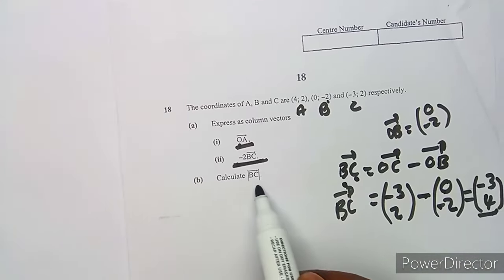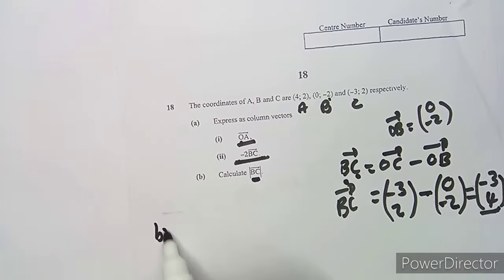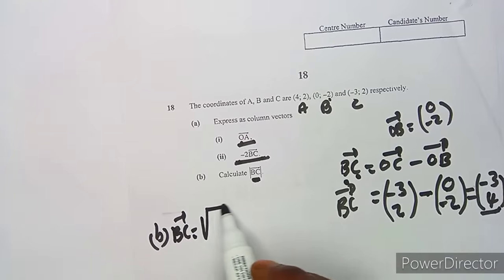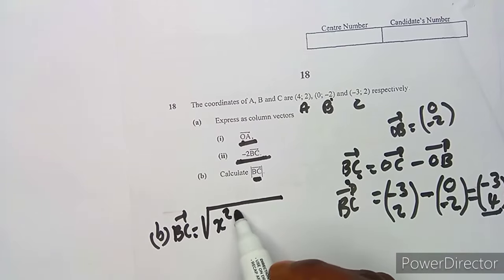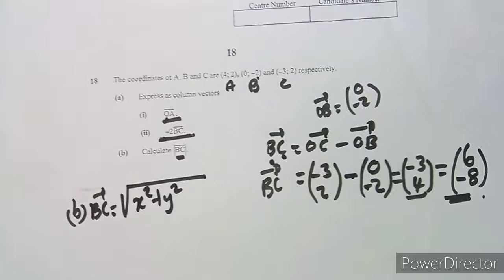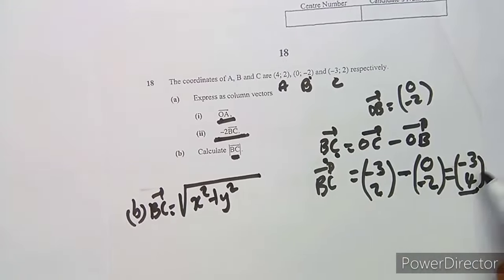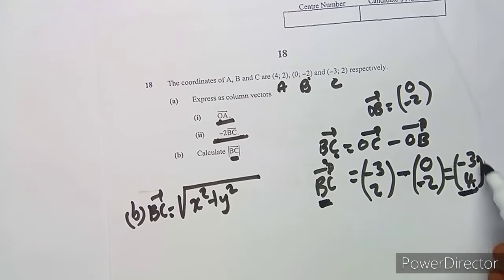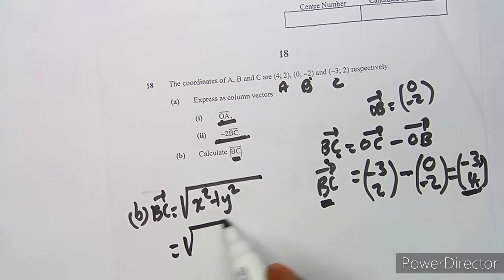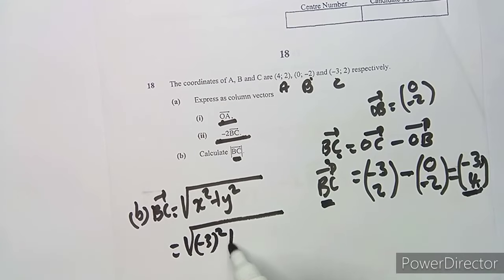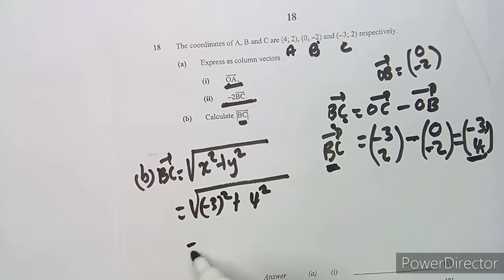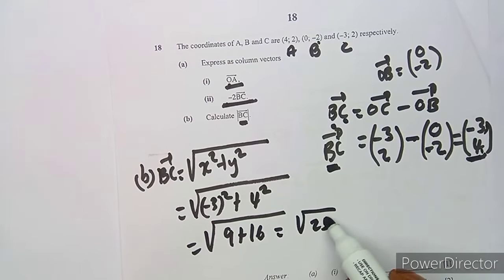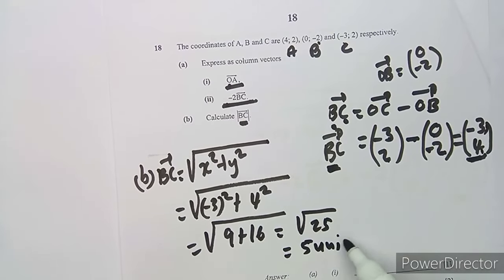All right, then on item B, we want to find the modulus of BC. I told you guys modulus simply means the square root of x squared plus y squared, in the order that you're given. This is your BC here, guys, not 2BC but BC, which we said is minus 3 and 4. So it's the square root of minus 3 squared plus 4 squared. Minus 3 squared gives us 9, plus 16, square root of 25, and we know this gives us 5 units.